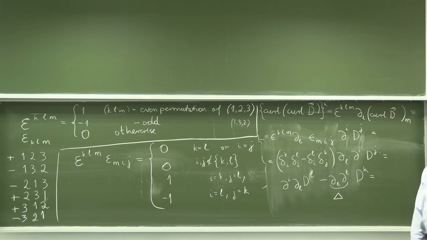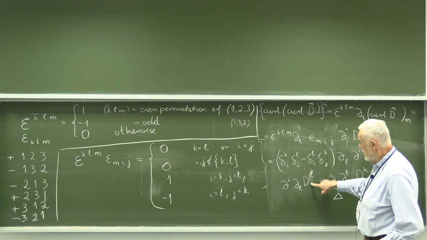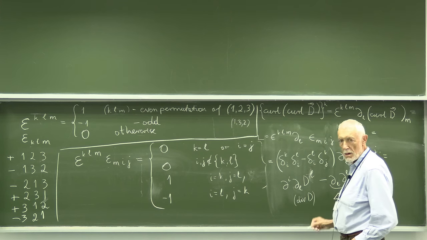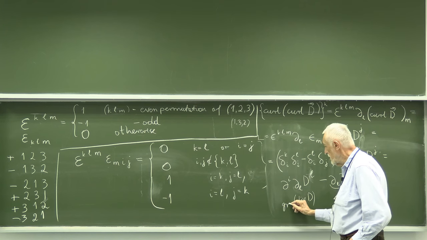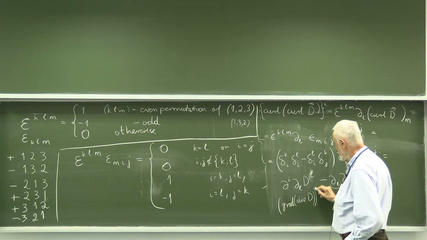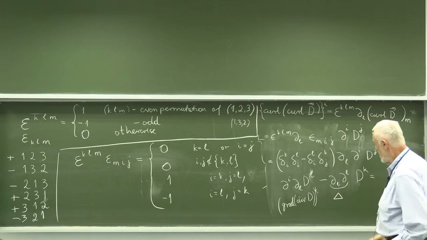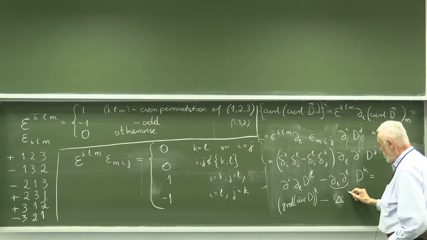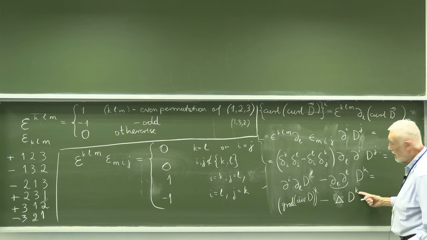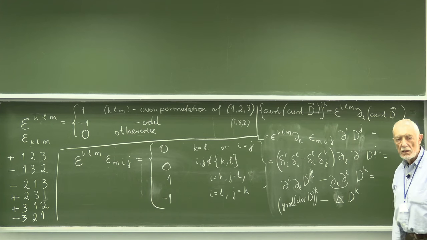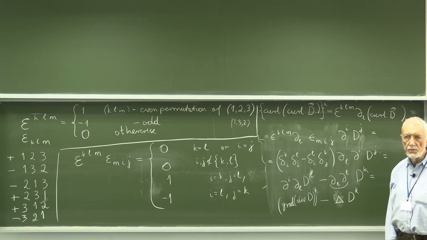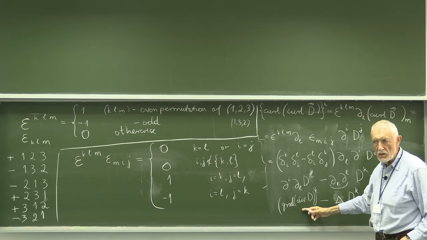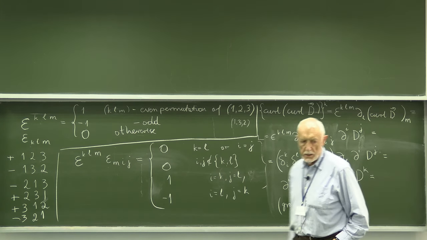Which is exactly what I have written previously, namely, this is divergence of D, and this is gradient, and the component number K. Whereas this is nothing but the Laplacian of D K. So if I skip this index K, I will get this abstract formula which I have written previously, that curl of curl of a vector field is gradient of divergence minus a Laplacian.